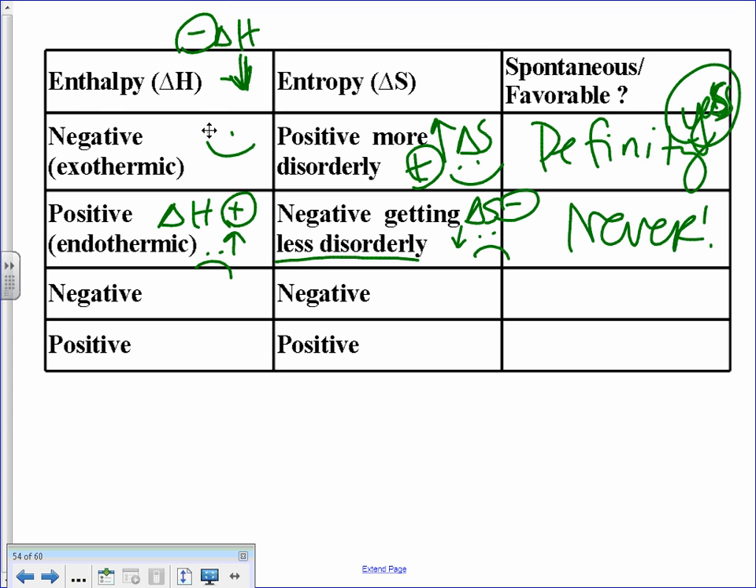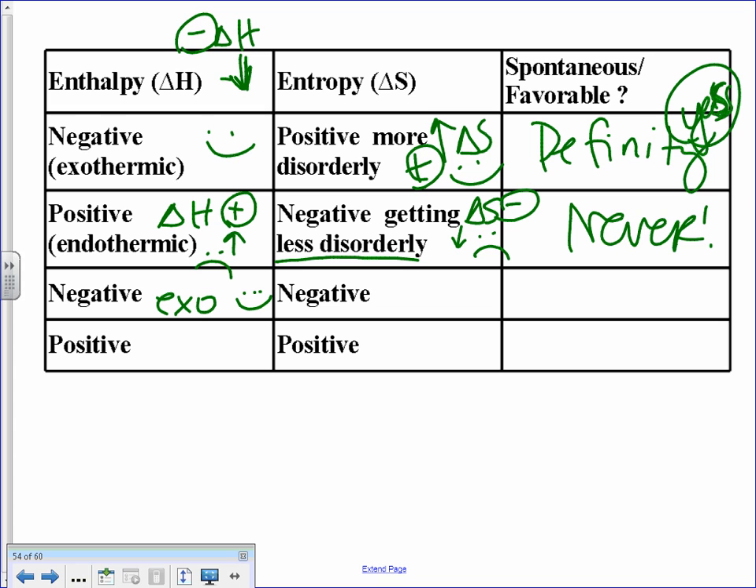So then we get into the ones where we have one satisfied, the other one not. So you can imagine, it's not always, but it's not never. It's going to be called sometimes, right? Kind of makes sense. So negative delta H, does that mean endo or exothermic? Exothermic, right. And exothermic, that's good.